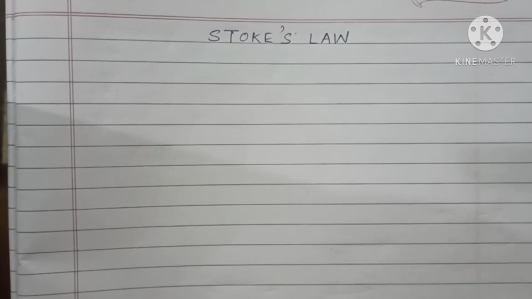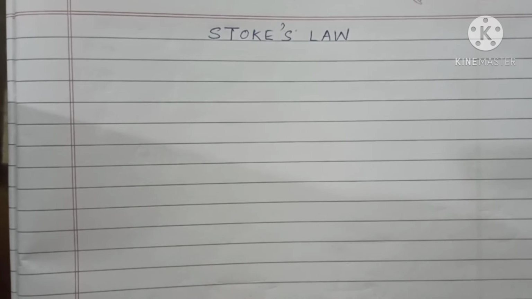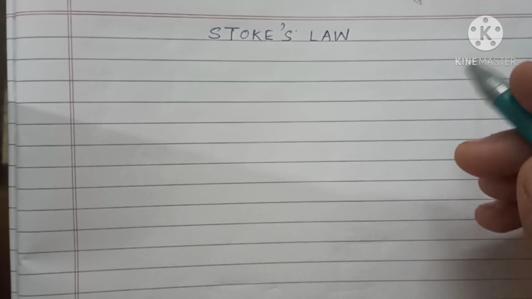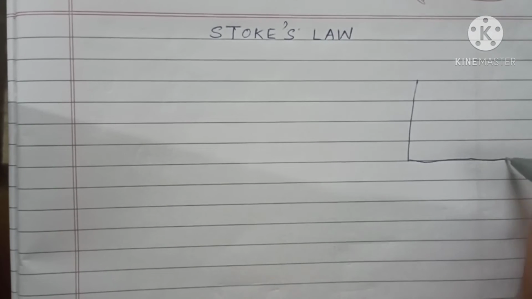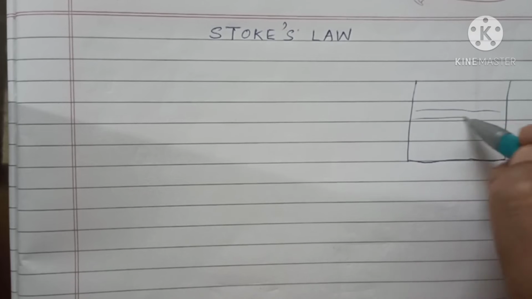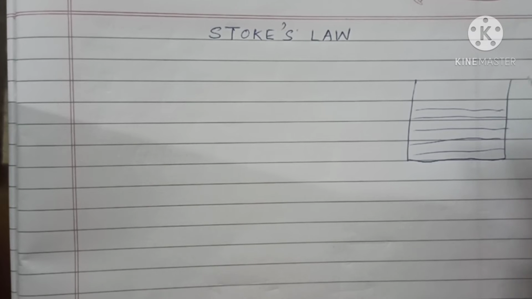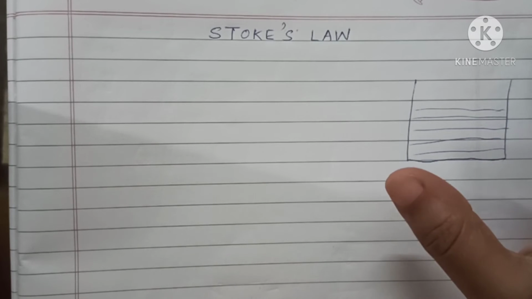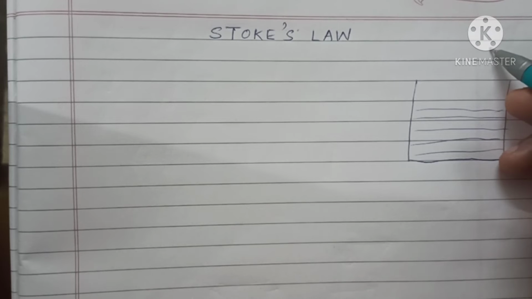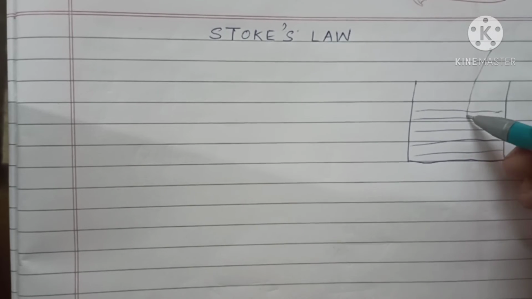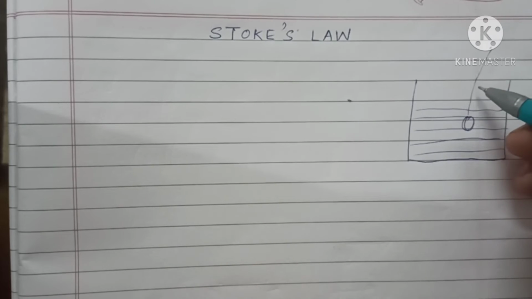So next our topic is Stokes' law. This is very important. Here the viscous drag on a body falling through a liquid is explained. Clear? So suppose there is a fluid here. Let us assume like that. Suppose you consider this as a viscous fluid, then I am putting a body into this fluid.